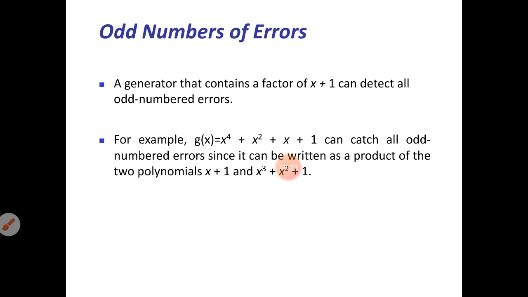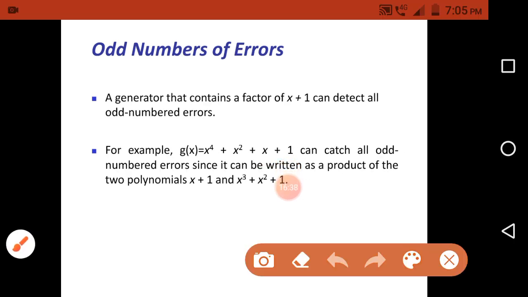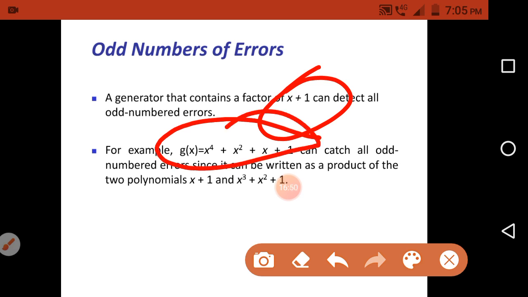Next we will move to the odd number of errors. A generator will detect an odd number of errors when that particular generator or divisor contains the factor x plus 1. Only if the generator contains the factor x plus 1 can it detect the odd number of errors. Here they have given one generator.